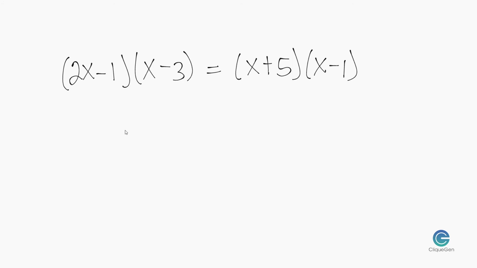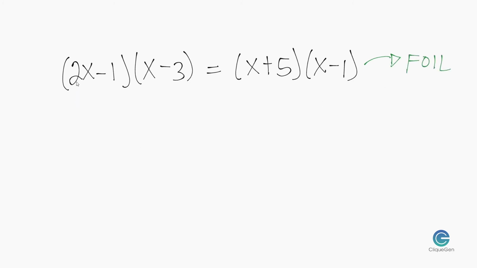Lastly, we have the quantity 2x minus 1 times the quantity x minus 3 equals the quantity x plus 5 times x minus 1. To identify if it is a quadratic or not, we need to apply the operations involved first. On the left side of the equation, we will solve the quantity 2x minus 1 times the quantity x minus 3 by FOIL method.